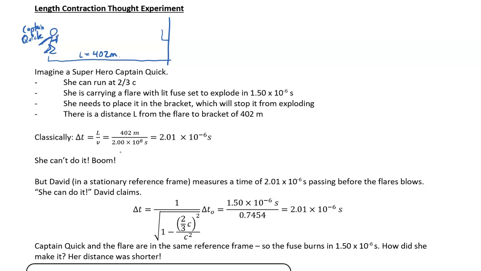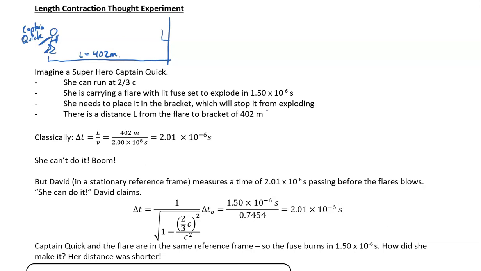Now clearly that number is larger than this number up here, and therefore she can't do it. She's going to blow up. Captain Super Quick, or Superhero Captain Quick, as quick as you are, sorry you didn't save the day. However, David, in a stationary reference frame, measures a time of 2.01 times 10 to the negative 6 seconds passing before the flare blows. He claims that she can do it. Hold up, what? How can he measure a different time?